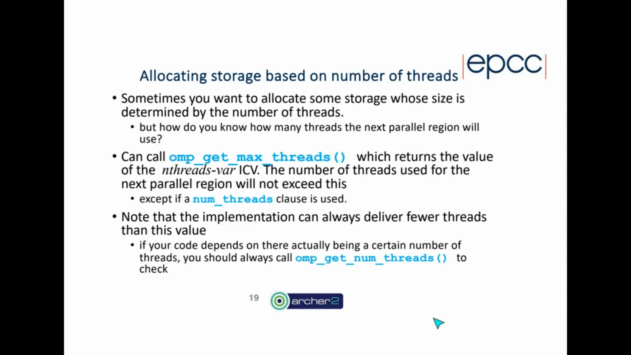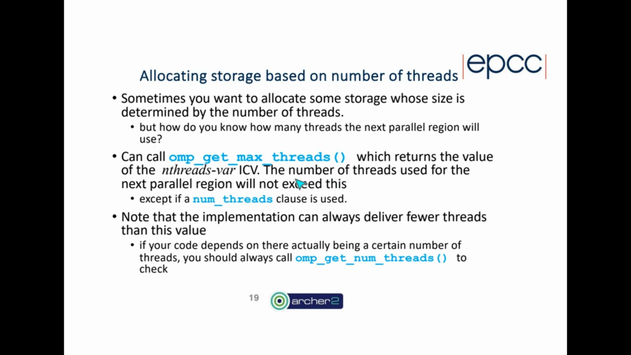Okay. Next one is allocating storage based on the number of threads. Sometimes you might want to allocate some storage whose size is determined by the number of threads. So you might want an array where one of the dimensions is the number of threads. But how do you know how many threads the next parallel region is going to execute?